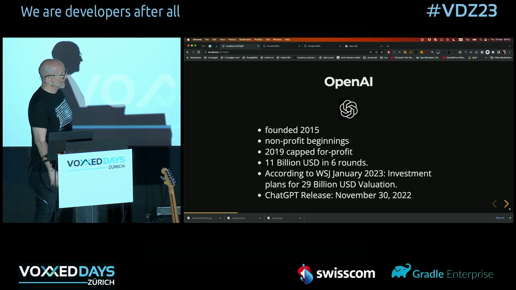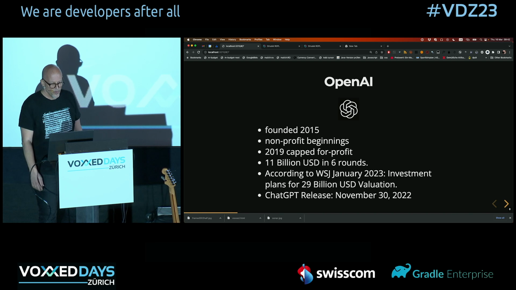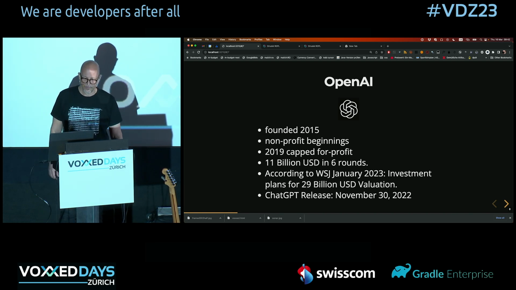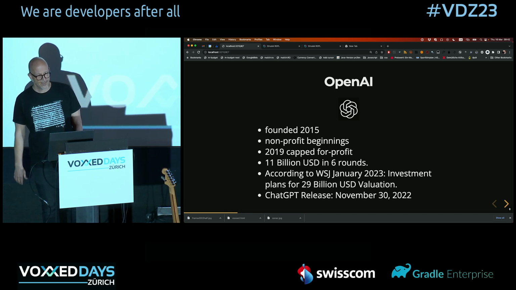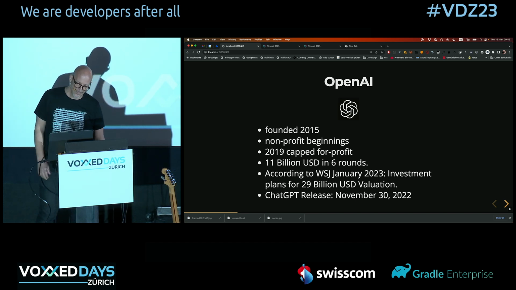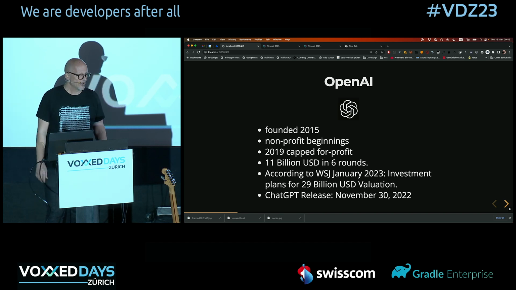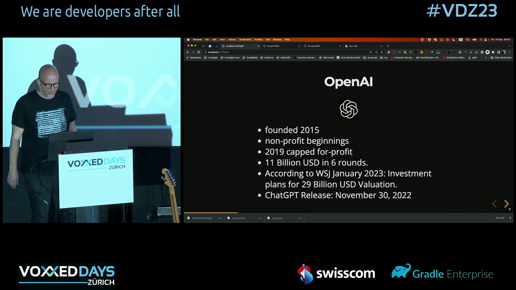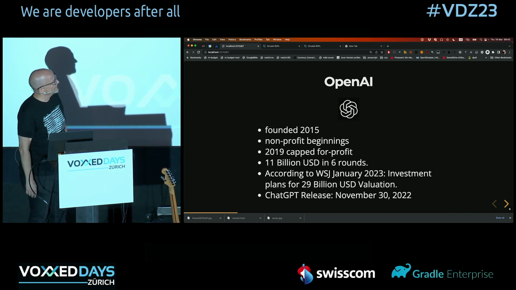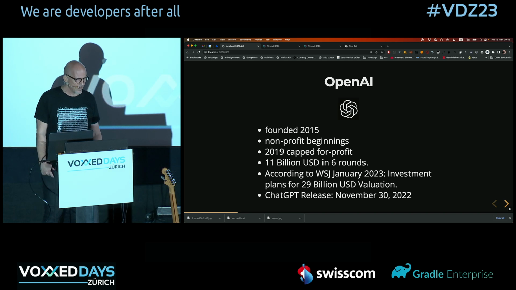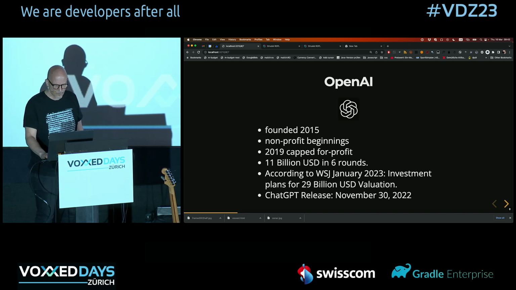Maybe a few short words about OpenAI, which was founded in 2015. It started as a non-profit, then in 2019 became a capped for-profit. And it goes on, and this thing becomes bigger by the minute. And the release on November 30th of ChatGPT made quite a buzz, as you all know.